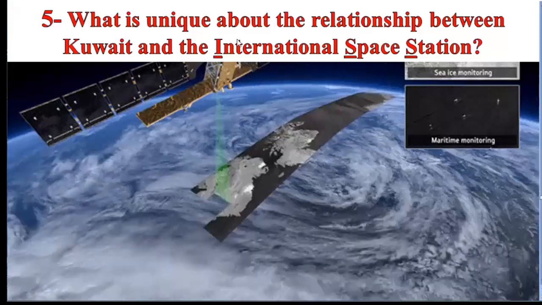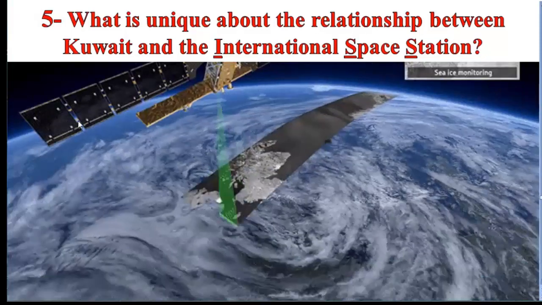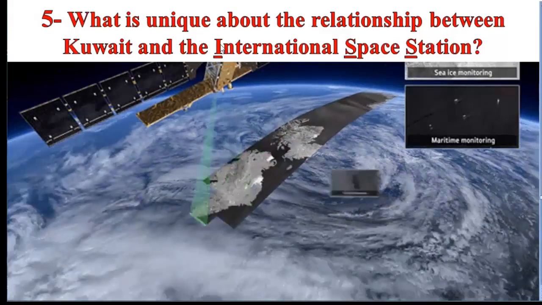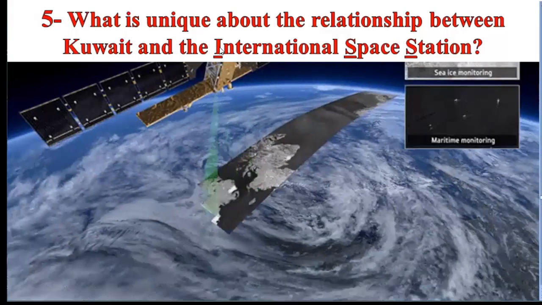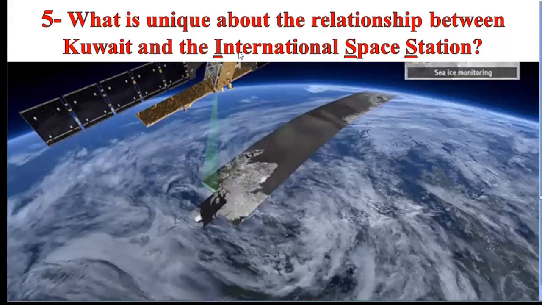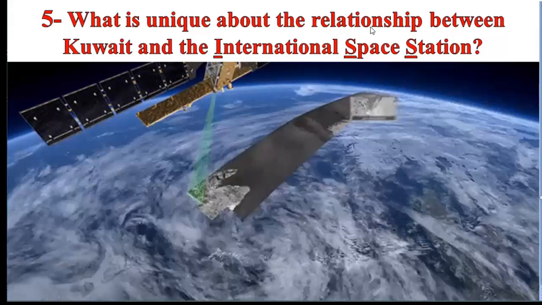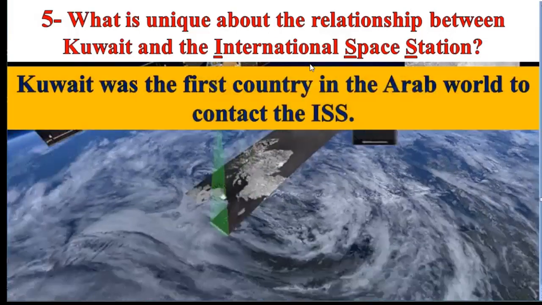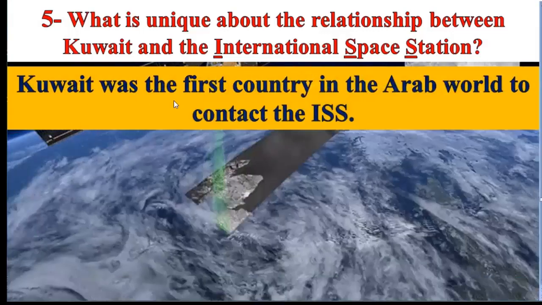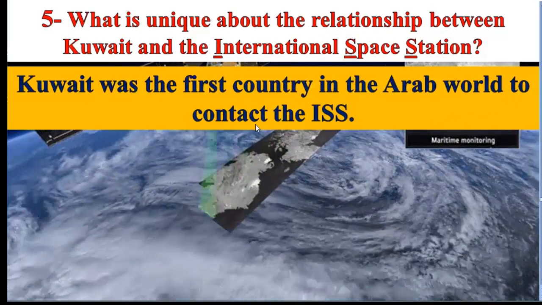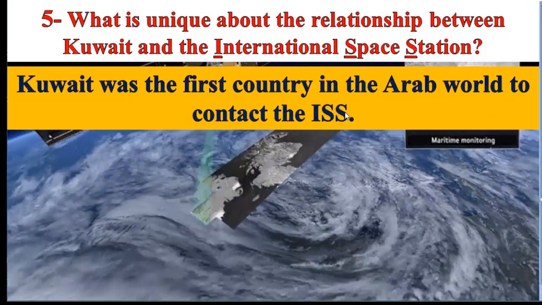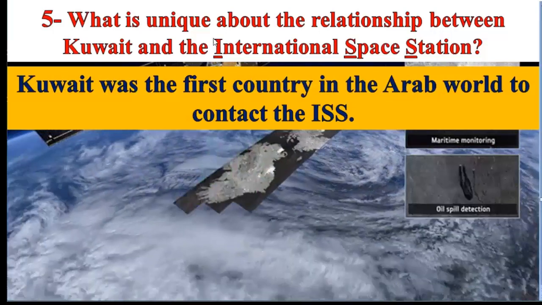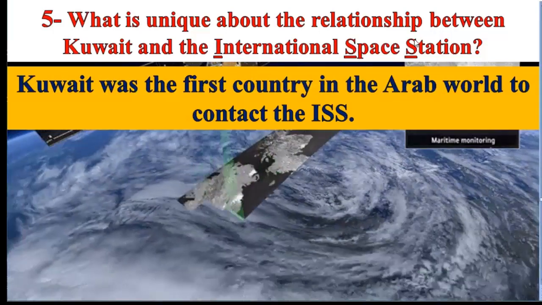Well, what is unique about the relationship between Kuwait and the International Space Station? Have a look at it, dear students. ISS, International Space Station. If you look at the question, you will find Kuwait was the first country in the Arab world to contact the ISS. If I ask you what is meant by ISS, here you can find International Space Station.